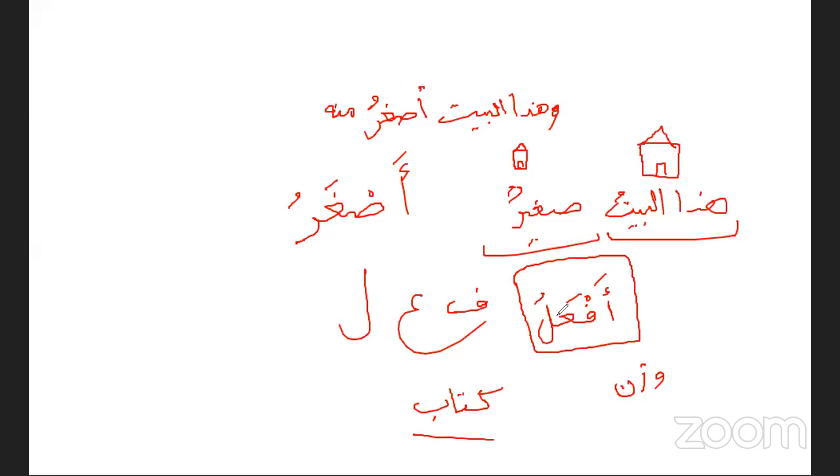Now there are a few things to know about this wazn, af'alu. One thing to know about it is that it is mamnu' min as-sarf. Af'alu al-tafdil, not the verb, the one that compares between things, is mamnu' min as-sarf. That's one thing to know about it.